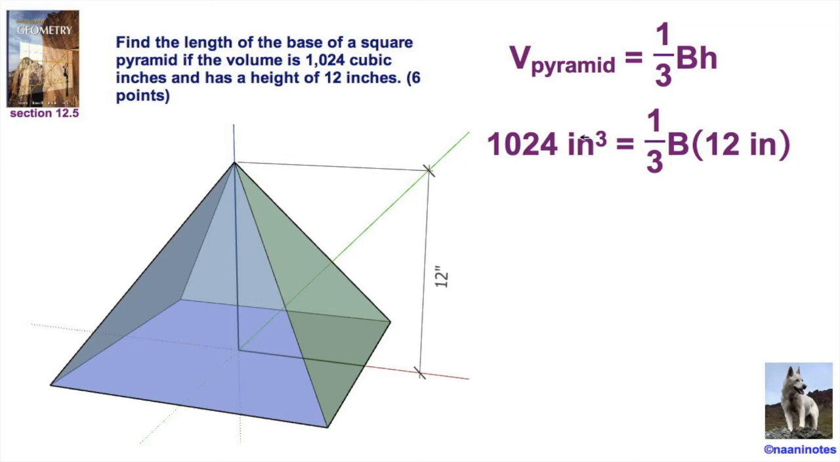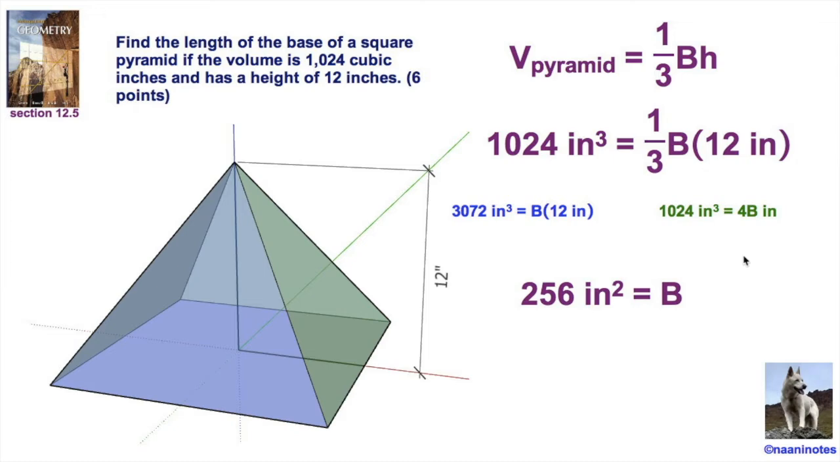Now, I know what my volume is. And now what I'm going to do, 1/3 area of the base times the height. And I can go 2 different ways here. I could either, in the blue here, multiply both sides by the reciprocal and then solve it. Or in the green here, I could take the 1/3 and the 12 and make that into 4. Either way, when you solve this very simple equation, you're going to come up with this.